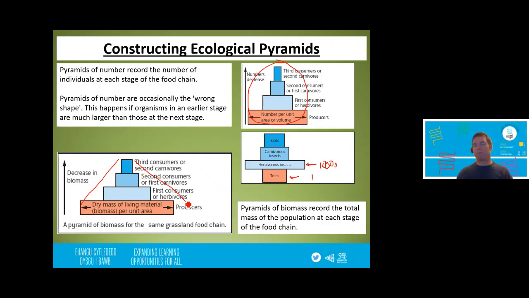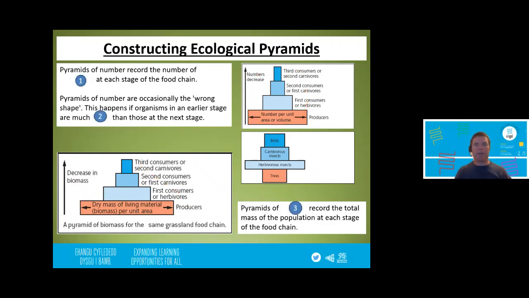But there's always going to be something that comes after that, which will be an explanation of why it always appears like that. The one possible problem area with a pyramid of biomass is you might have to draw one to scale. But I'll show you a couple of examples of questions in a moment. Okay, let's see how we go.